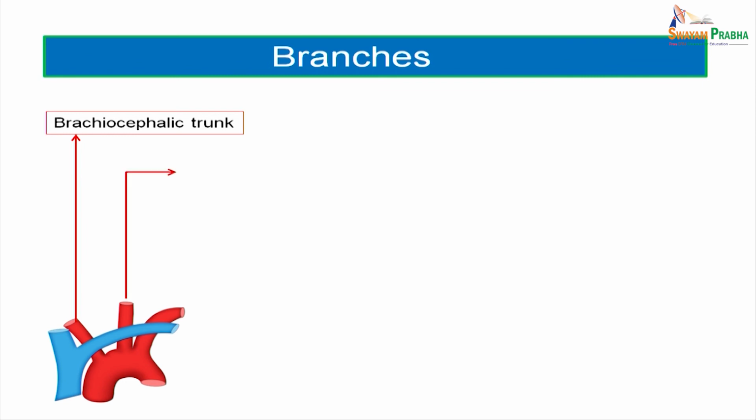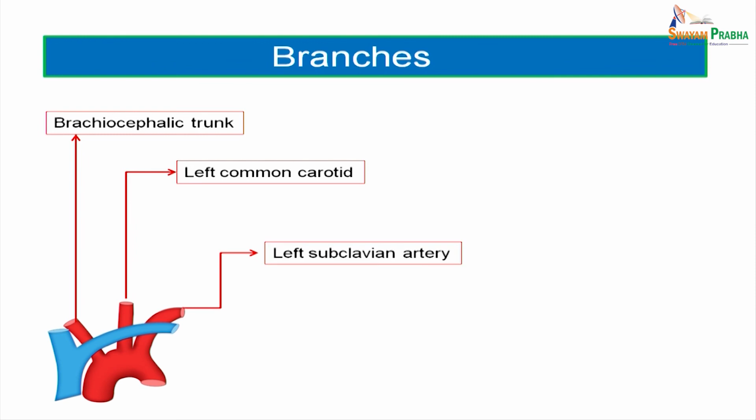Next, the branch is the left common carotid. This particular branch arises a little posterior to the brachiocephalic trunk. It ascends along the left side of the esophagus and trachea and supplies the left side of the head and neck region. The third branch is the left subclavian artery. This again follows the same course, ascends upwards along the left side, and it will supply the left upper limb.